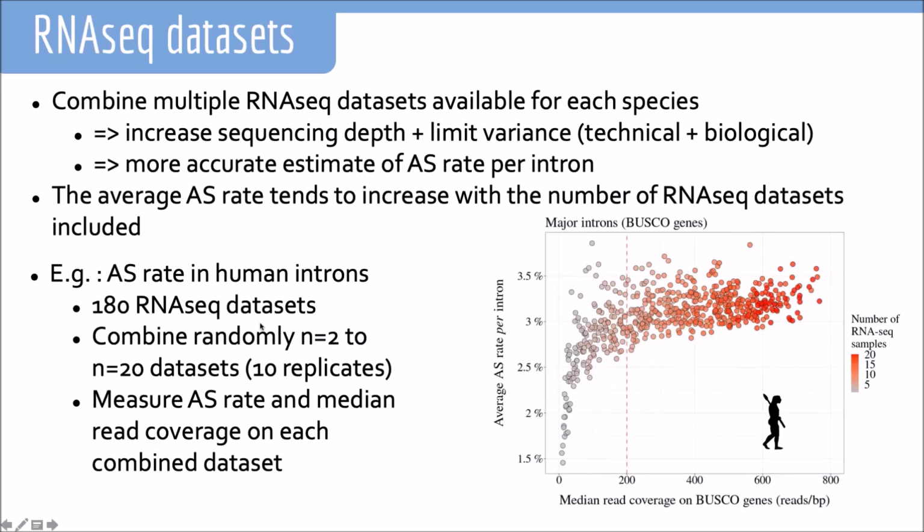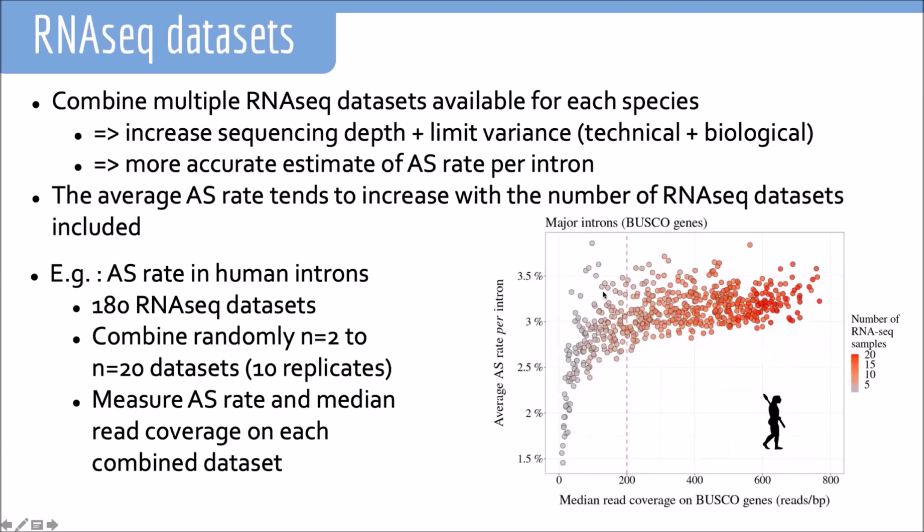So for each sampling, what we did is that we mapped reads on the genome, and we measured the rate of alternative splicing with this sample. And we also measured the median read coverage on the Busco genes that we obtained with these RNA-seq data. What is shown here on this plot is the average rate of alternative splicing that we measured according to the median read coverage on Busco genes.